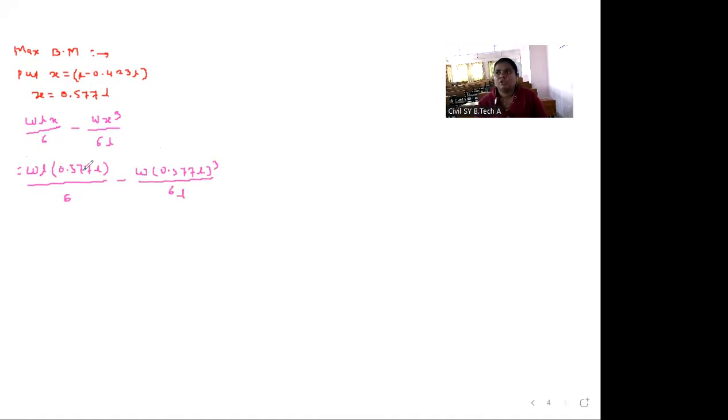Okay, so 0.577 W into L, that is WL square divided by 6, minus, now you make the cube of this 0.577. Cube of this 0.577 is how much? Yes, 0.192. Okay. So 0.192 WL cube divided by 6L. So 1 L gets cancelled. So what is remaining? 0.577 WL square divided by 6 minus 0.192 WL square divided by 6.